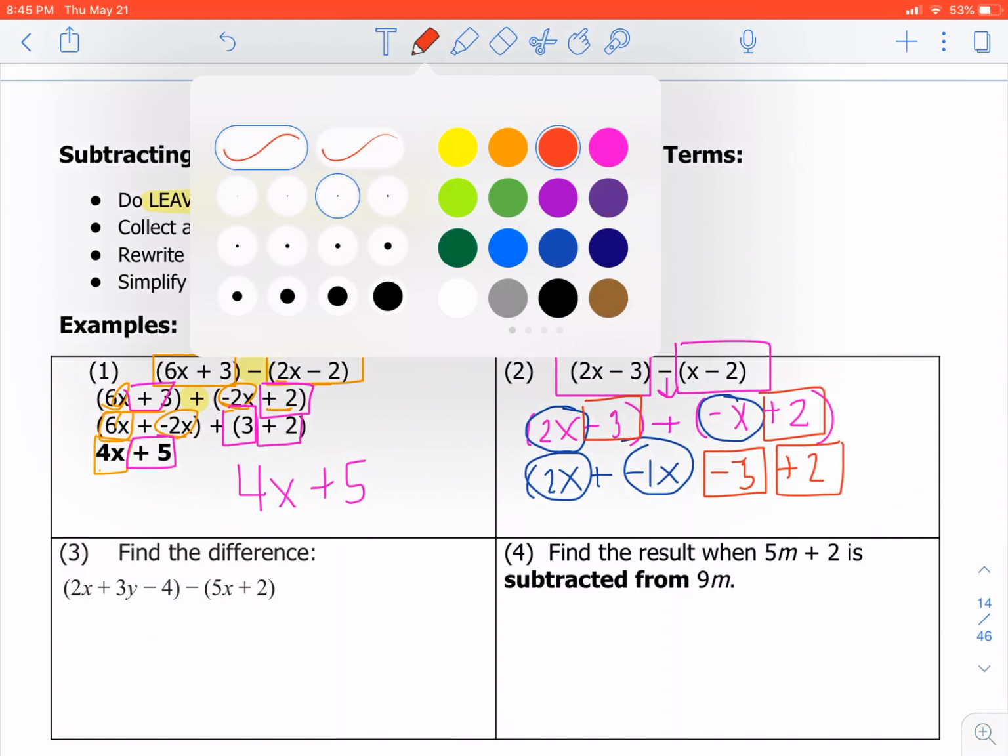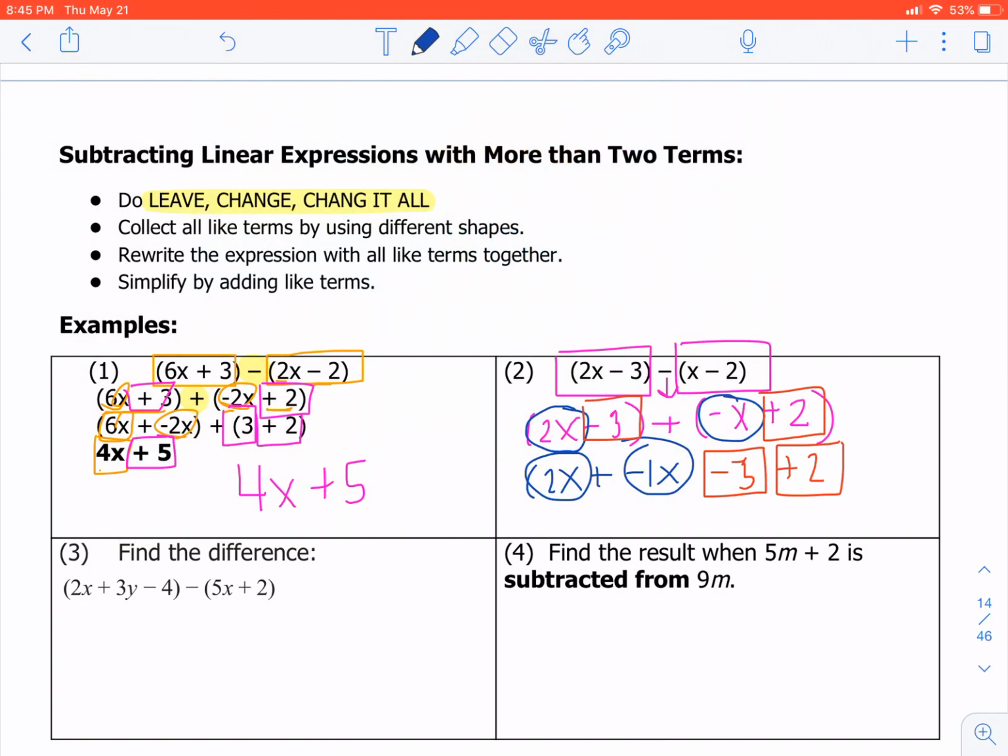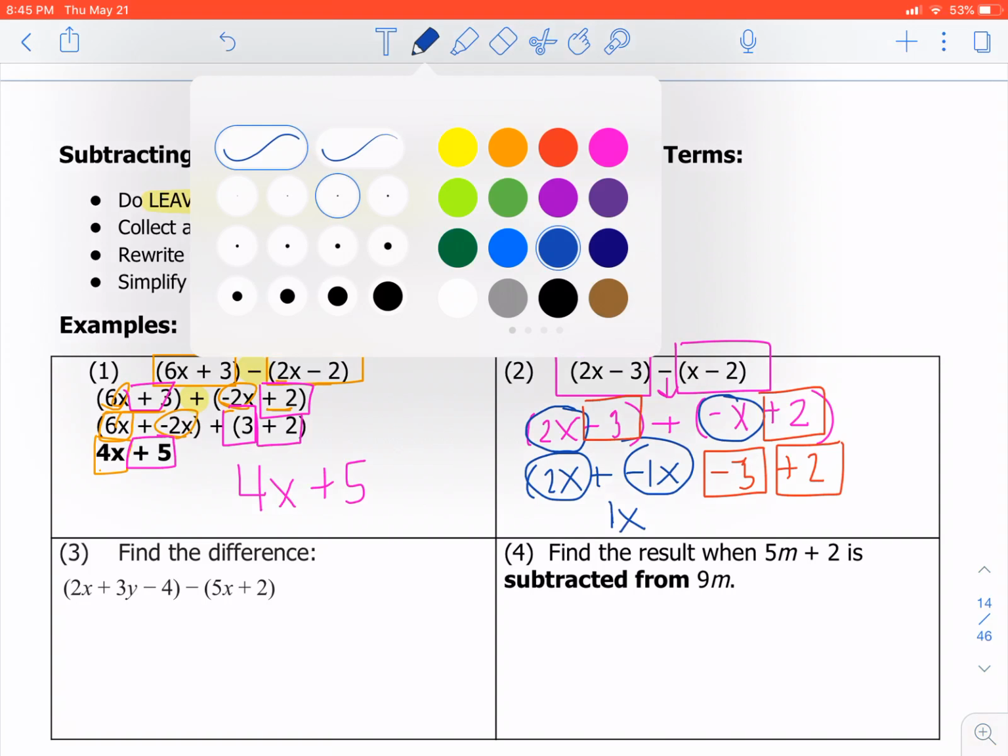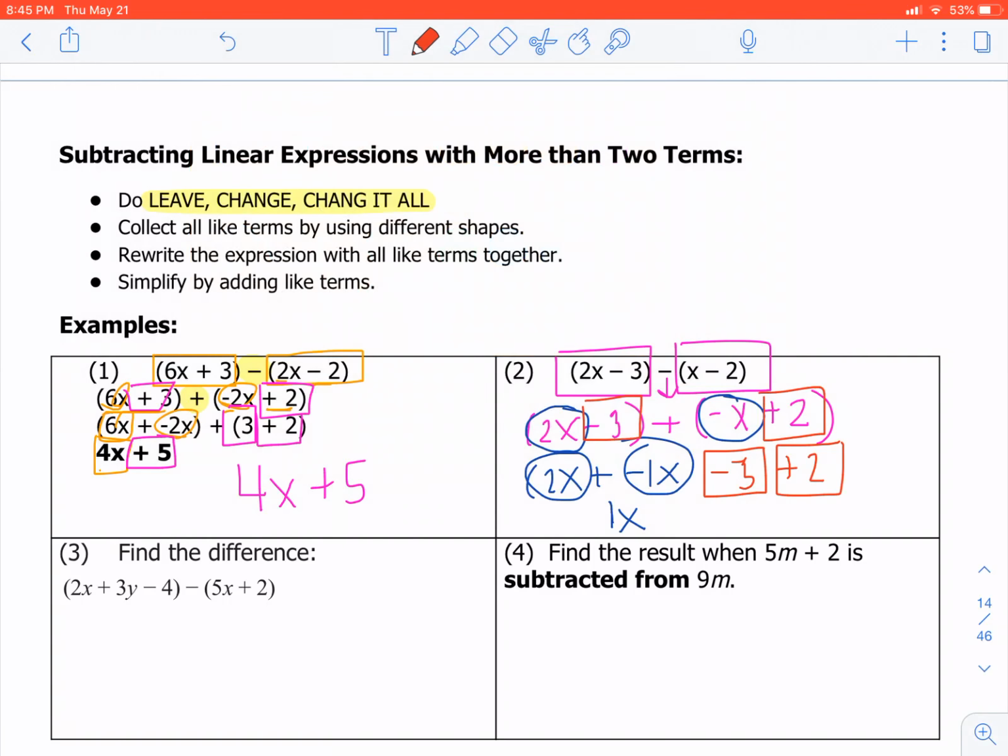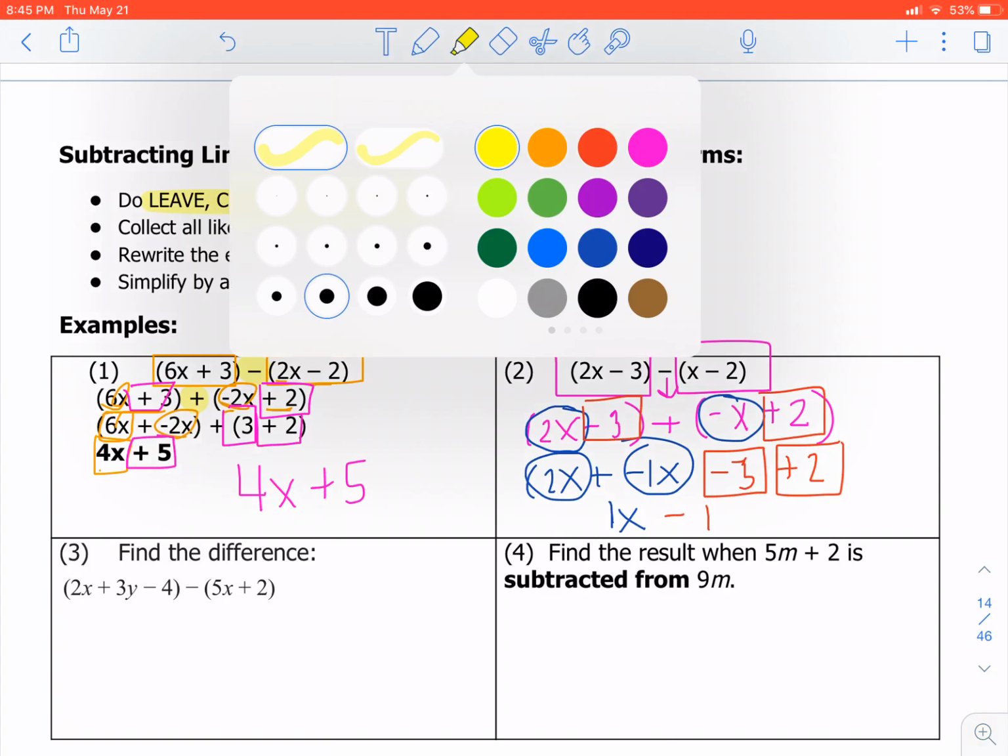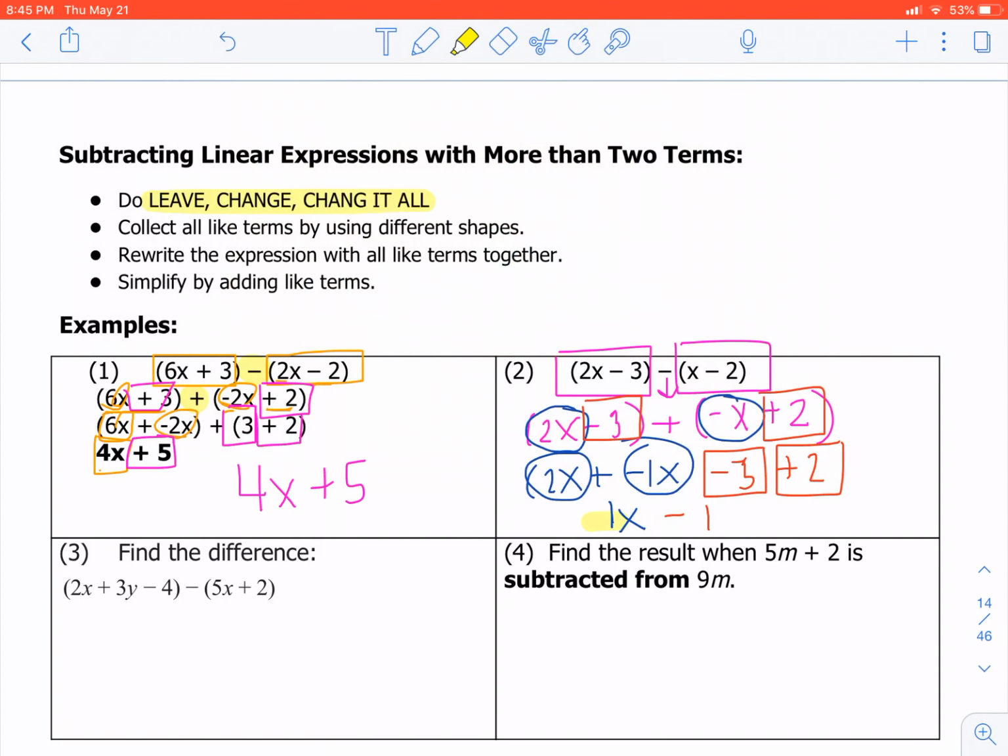All right, so now I'm going to add my like terms. So 2 plus negative 1, that's going to be just 1x, or you could just write x. Then I have negative 3 plus 2, that's a negative 1. You can write negative 1 as minus 1. That's the same thing. So here's my answer, 1x minus 1.